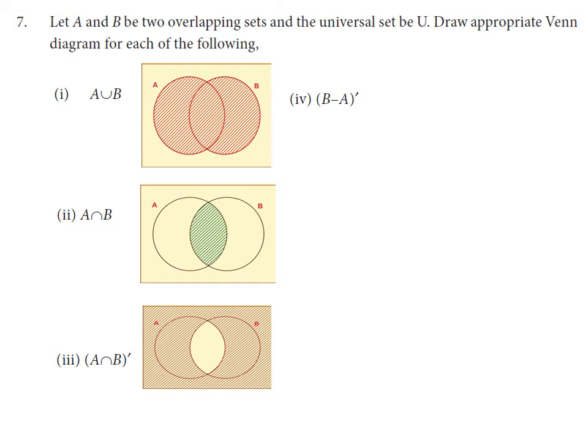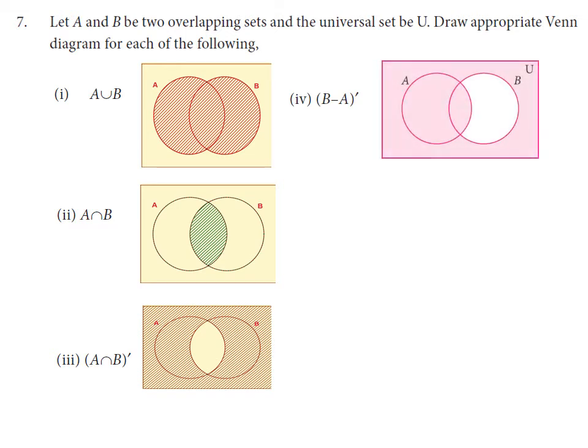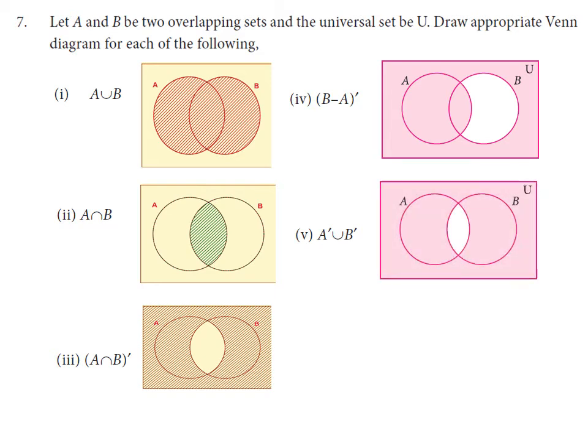Next, B minus A whole dash. Look at this diagram. For B minus A whole dash, that white part represents B minus A, so we have to shade the other parts. Next, A dash union B dash. A dash is other than A, B dash is other than B. So it will become like this. Only the intersection part will not come. Next one, A dash intersection B dash.